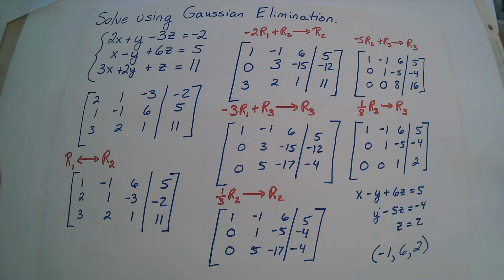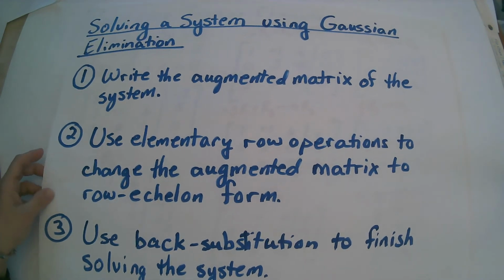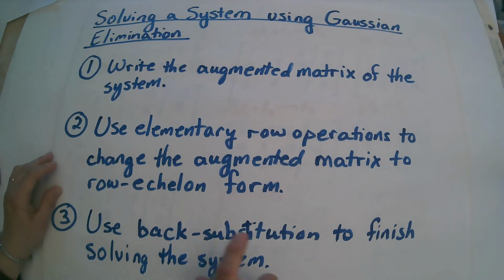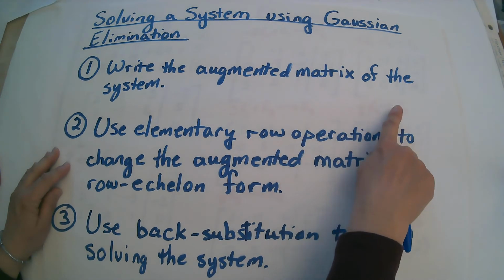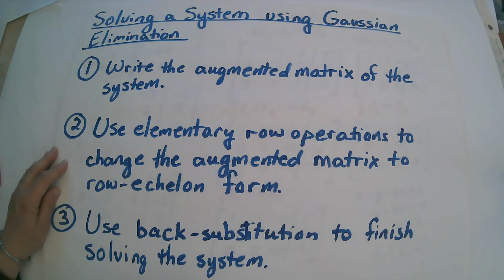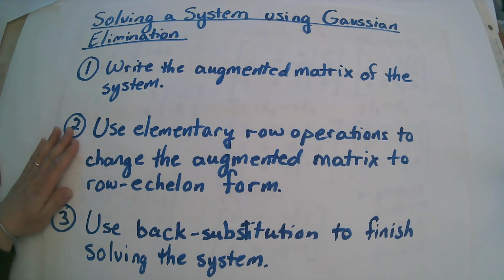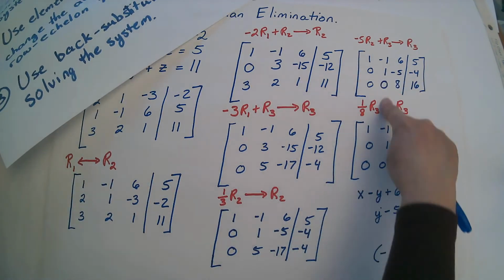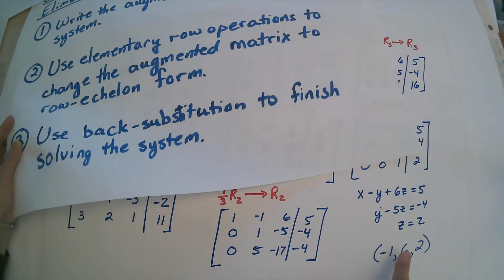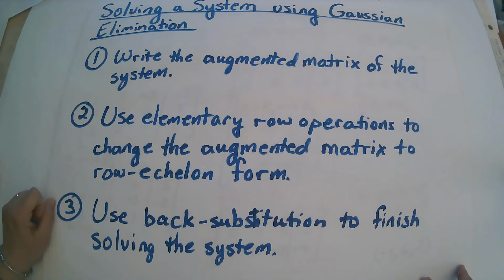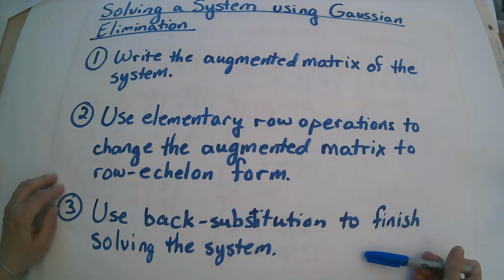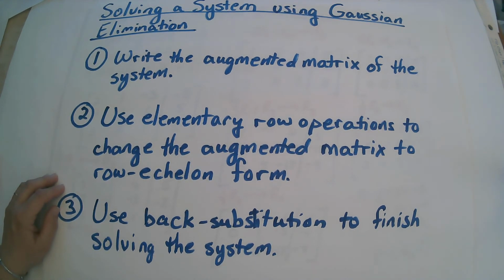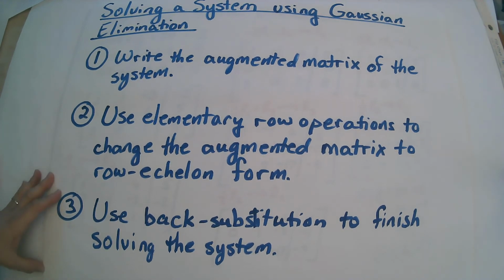Now let's recap the steps. Here's what we do in solving a system using Gaussian elimination. Write the augmented matrix of the system. Use your elementary row operations to change the augmented matrix to row echelon form, and that's where most of the work is. That was all of this that we did. And then use back substitution to finish solving the system. So you take your z value, substitute it into the previous equation and find y, and then take your y and your z and substitute it into the first equation and find x.